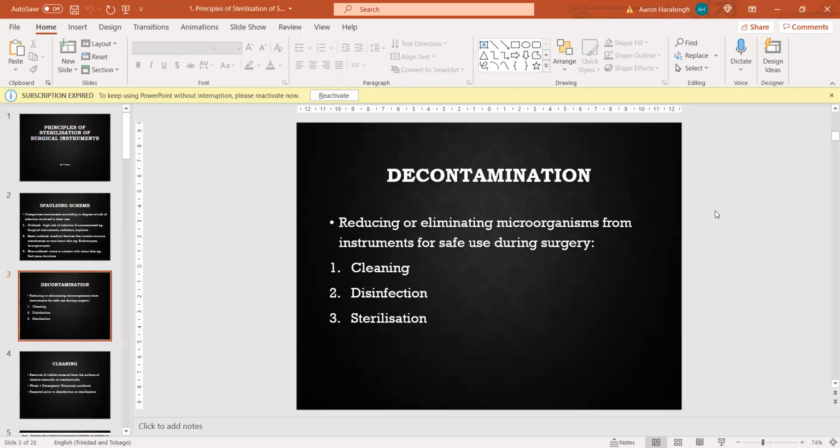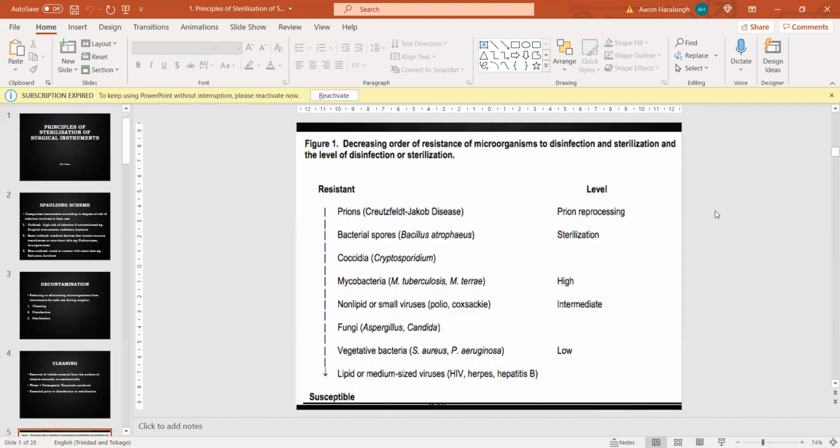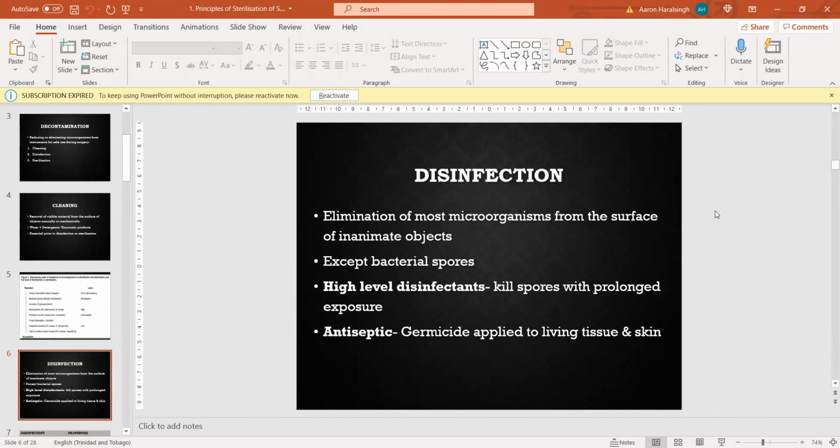So we'll look at the definition of decontamination. Decontamination simply involves reducing or eliminating microorganisms from instruments for their safe use in surgery. And disinfection refers to the elimination of most microorganisms from the surface of an inanimate object, with the exception of bacterial spores. High-level disinfectants, however, can kill spores with prolonged exposure.